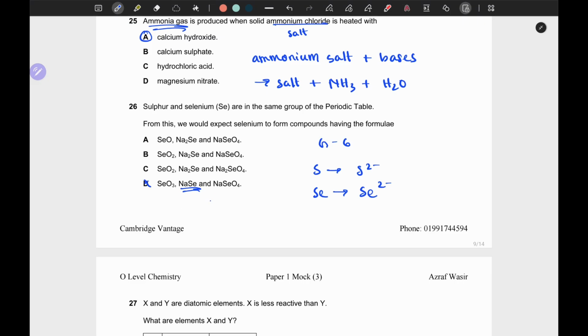So D doesn't work. And we also know that sulfur forms SO2 or SO3. So if you look, A shows SeO, sulfur doesn't form SO, so that doesn't work. So it's between B and C now. And look at the very last one, Na SeO4. We know that sulfate ion has a charge of 2 minus, so it's expected that SeO4 should also be of 2 minus charge. And in that case, again, the charges aren't cancelled over here. So the answer should be C, which contains Na2SeO4.